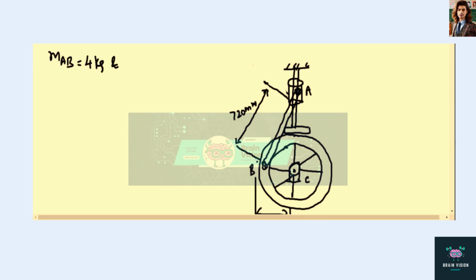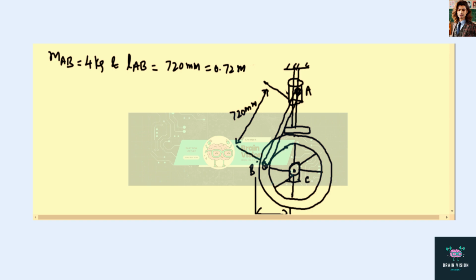As shown in the figure, a rod AB of mass 4 kg and length 720 millimeter, that is 0.72 meter, is attached to a collar of negligible mass at A and to the flywheel at position B.